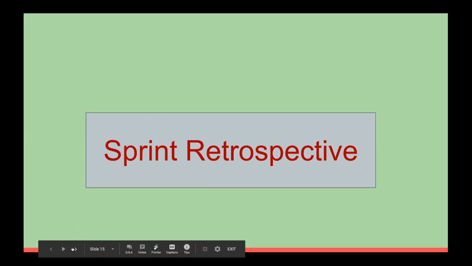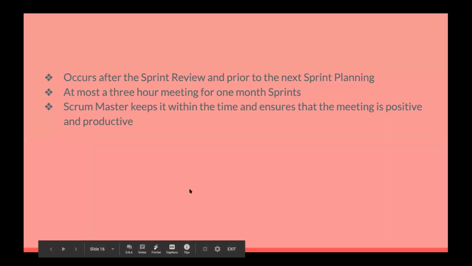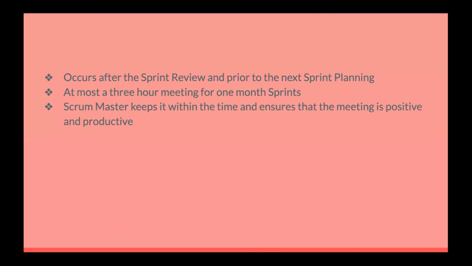And then finally, you have the sprint retrospective. And this occurs after the sprint review and prior to the next sprint planning. It's at most a 3-hour meeting for 1 month sprints. The Scrum Master keeps it within the time and ensures the meeting is positive and productive. So it basically provides a formal opportunity to focus on inspection and adaptation.